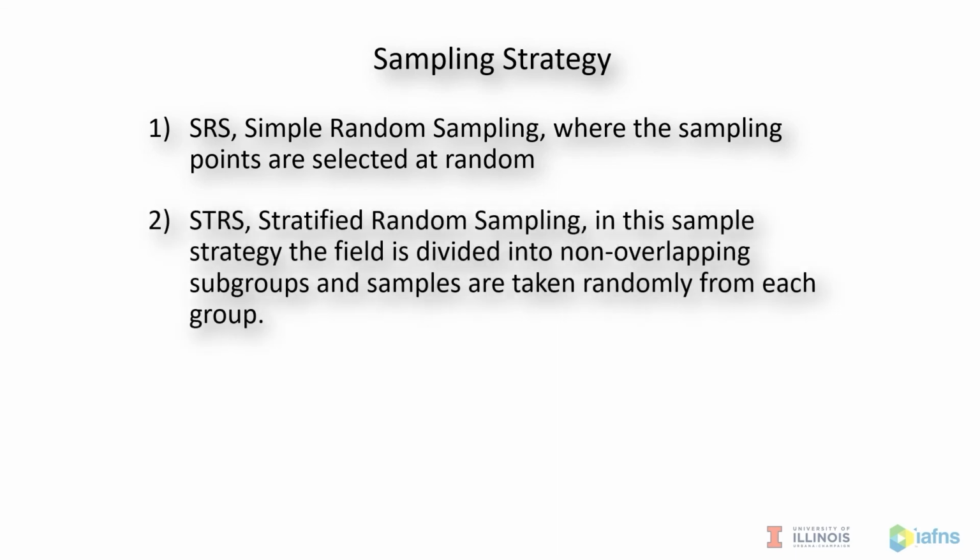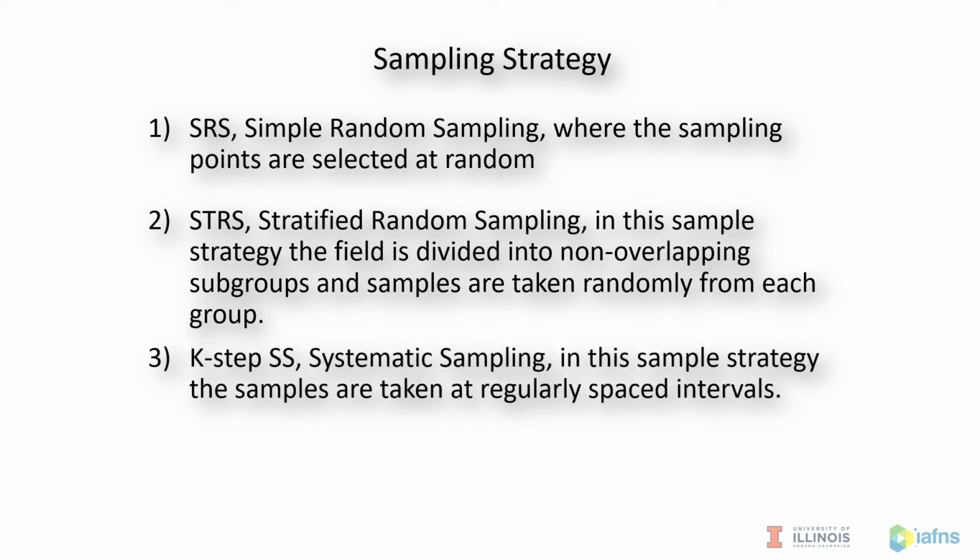The second option is stratified random sampling. In this sampling strategy, the field is divided into non-overlapping subgroups and samples are taken randomly from each group. For example, the field could be divided according to their contamination history and perform random sampling in each different area. This method is a good choice when contamination levels are expected to be higher or lower in specific parts of the population, and we want to be sure to sample each of these parts randomly.